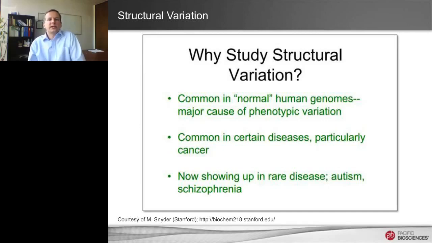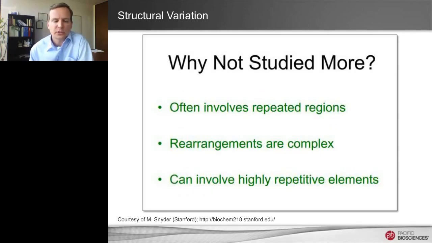Now, why is it necessary to study structural variation? I want to borrow a couple of slides from a talk that Mike Snyder from Stanford gave, because I think they succinctly highlight the necessity to look at structural variation in addition to the SNPs. He pointed out that it's very common in normal human genomes. It's a major cause of phenotypic variation. It's common in certain diseases, particularly cancer, and it's also now showing up in rare diseases, autism, schizophrenia, and other psychological diseases. Why is it not studied more?